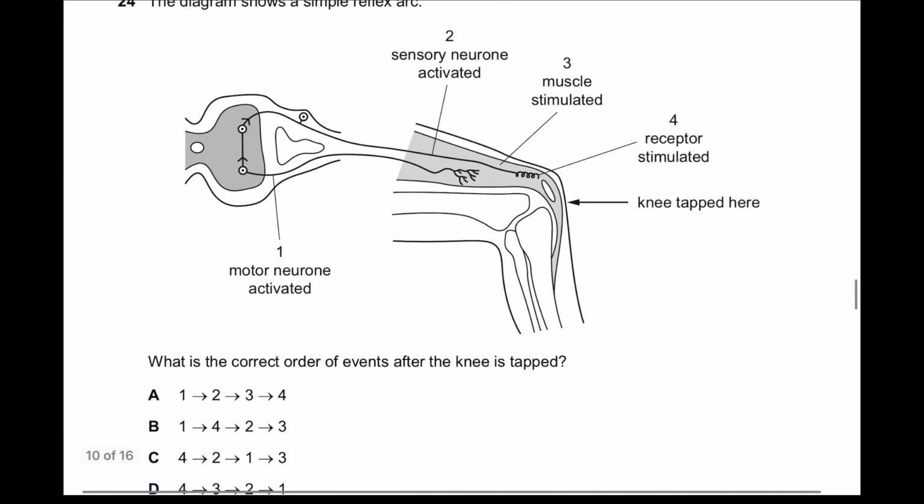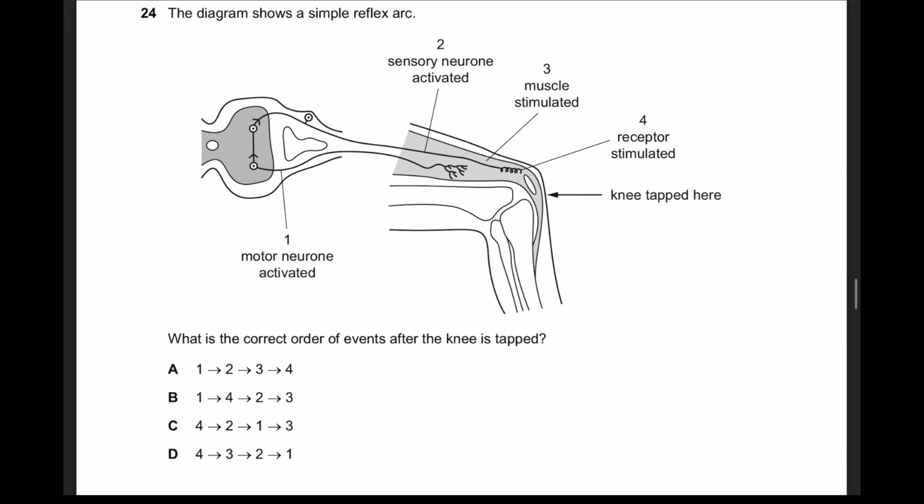Next question. The diagram shows a simple reflex arc. What is the correct order of events after the knee is tapped? First of all, the receptor will be stimulated, then the sensory neuron is activated, then the relay neuron, then the motor neuron, then the effector. Muscle will be stimulated. So the answer would be 4, 2, 1, 3, which is C.